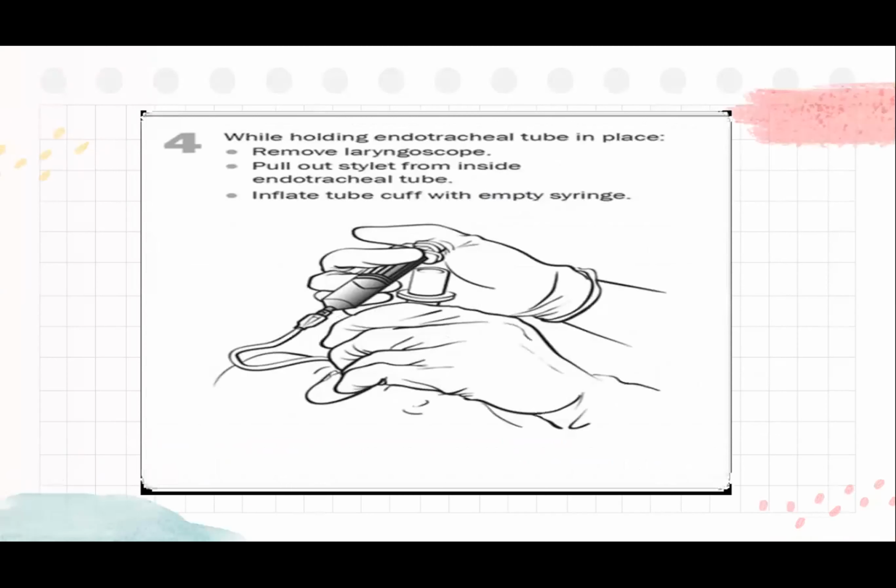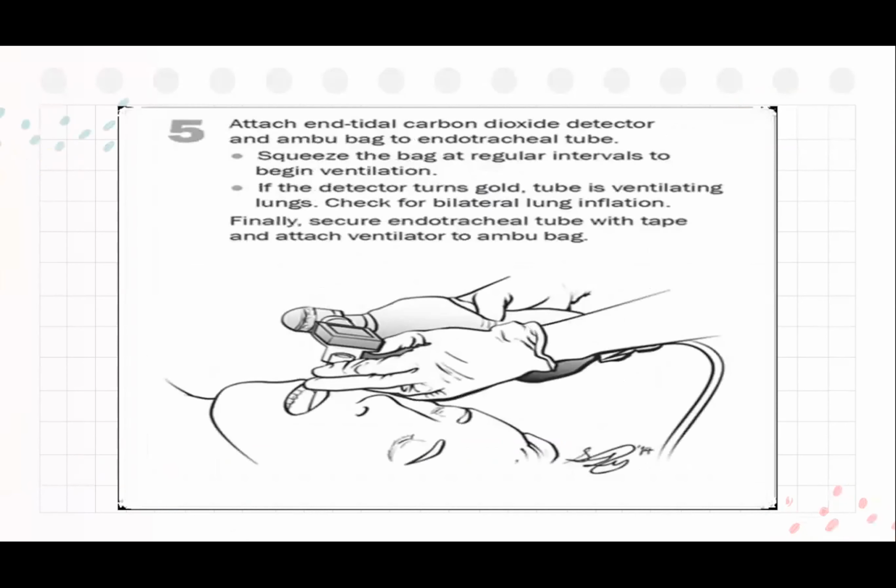Okay, and then while holding the ET tube in place, remove the laryngoscope, and then you can pull the stylet out from inside the ET tube. In case a cuffed tube is being used, you have to inflate the cuff with an empty syringe. But in case of an uncuffed tube, you don't have to. Then right after that, you can attach the end-tidal carbon dioxide detector and the bag to the ET tube. And then you have to squeeze the bag at regular intervals to begin ventilation.